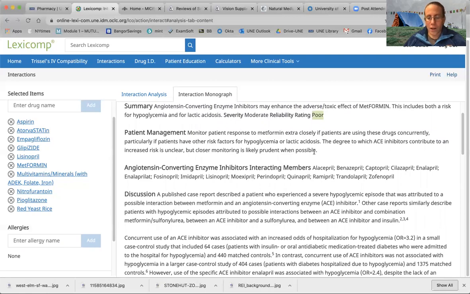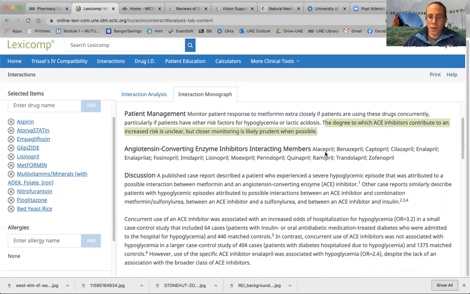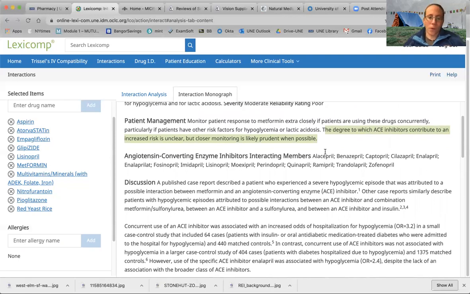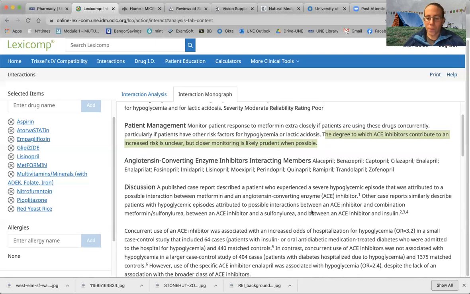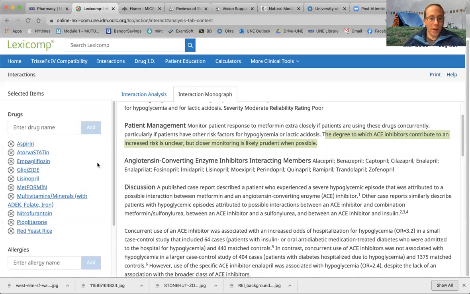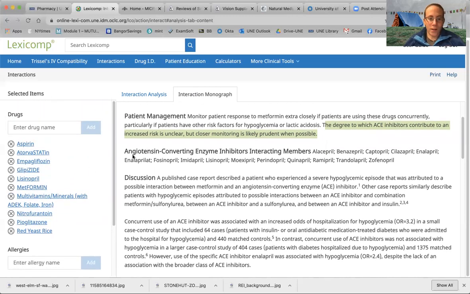I don't really have much data here to suggest that this would happen. The degree to which ACE inhibitors contribute to an increased risk is unclear, but closer monitoring is prudent when possible. So this is getting back to what I was talking about before, where you have an ACE on board and you have a medication that's renally eliminated. You just want to be aware of that. You want to be sure that you're not putting this patient at risk for any potential complications by impacting their renal function substantially. All right, so that is Lexicomp in a nutshell.